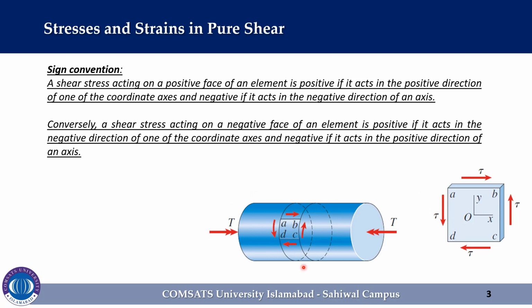Applying this sign convention to the shear stresses acting on the stress element as shown in the figure, we see that all four shear stresses are positive. For instance, the stress on the right-hand face, which is a positive face because the x-axis is directed to the right, acts in the positive direction of the y-axis. Therefore, it is a positive shear stress. Also, the stress on the left-hand face, which is a negative face, acts in the negative direction of the y-axis. Therefore, it is a positive shear stress. Analogous comments apply to the remaining stresses.